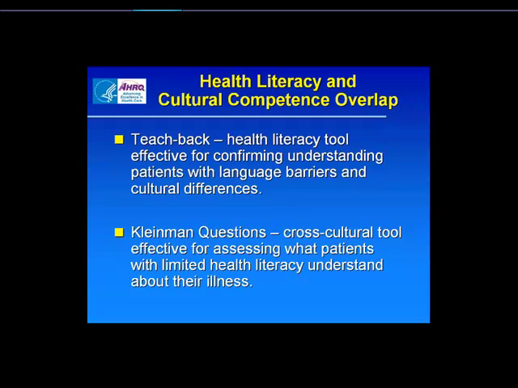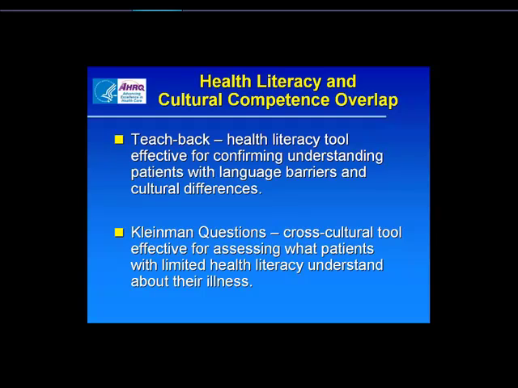confirm understanding of patients by asking them to repeat back in their own words what they took away from what the clinician said. So if you gave them instructions, you'd ask them, what are you going to do? That is also a very effective tool for confirming understanding with patients who have language barriers or cultural differences.